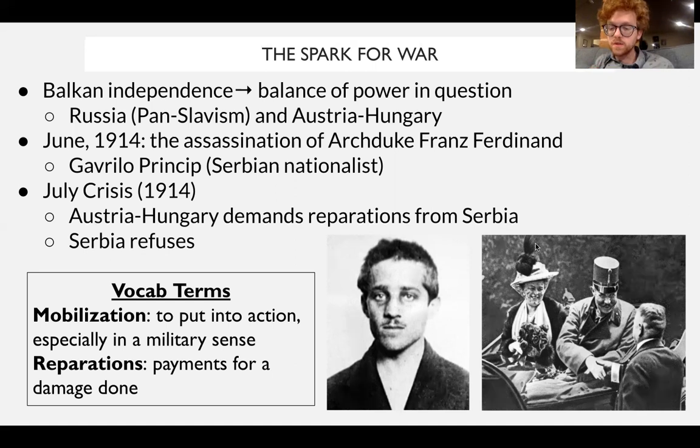Franz Ferdinand, this mustached fella right here, not this mustached fella, but this one, is going to go on a goodwill visit to the capital of Bosnia, a place called Sarajevo. He's basically looking to cool tensions with the Bosniaks. They're one of those groups that want to declare independence from the Austro-Hungarian Empire. And it's in Sarajevo that a Serbian nationalist organization by the name of the Black Hand is going to set in motion an assassination plot.